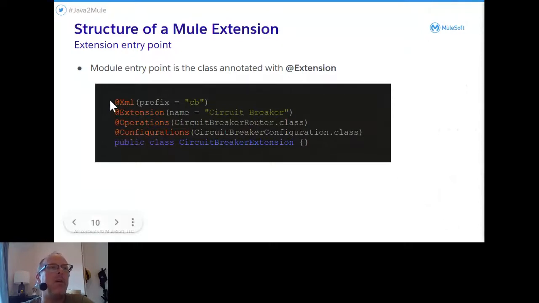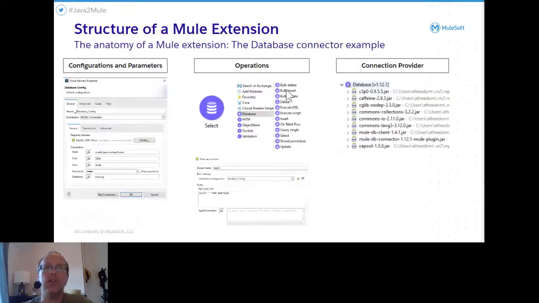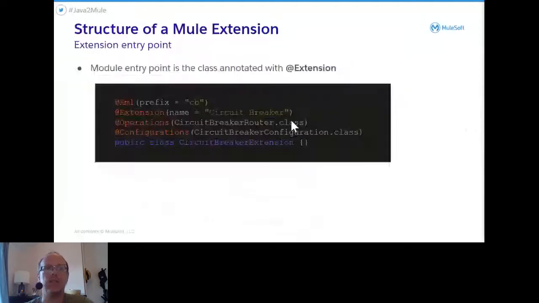And this entry point class has a number of annotations that are provided at the class level. So we need to annotate and provide, for example, the operations class that provides the actual operations. So we have a class that describes the operations. These are the operations on the left-hand side, and each one of these operations has an associated method in the operations class.